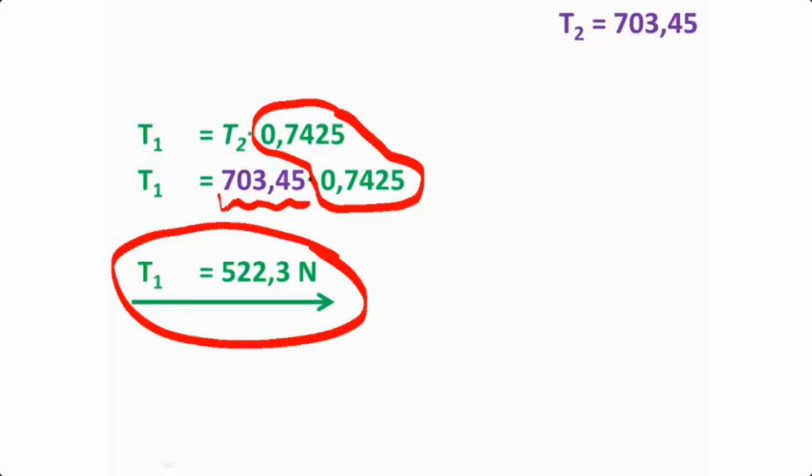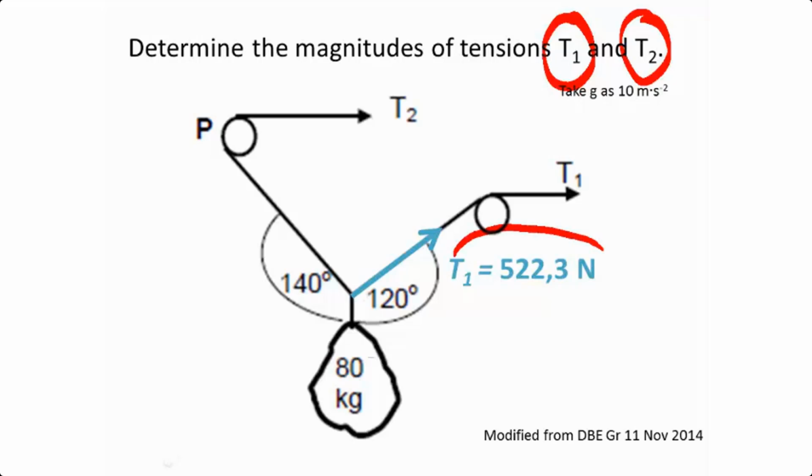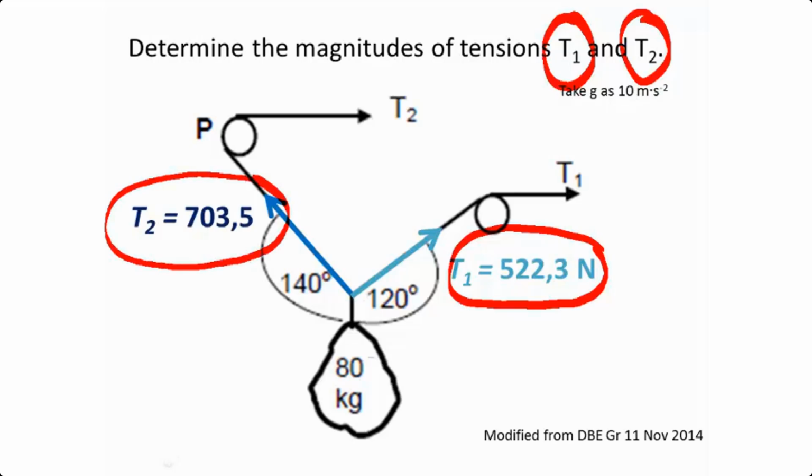Of course, that's newtons. So if we go back, what was our question? What's the magnitude of tension 1 and the magnitude of tension 2? We have found tension 1, 522,3 newtons. By scale construction, we got 520 newtons. You can't be as accurate by scale as you can by calculation. And T2's value, 703,5 newtons. By scale, we got 700 newtons. Again, you can't be as accurate by scale as you can by calculation.